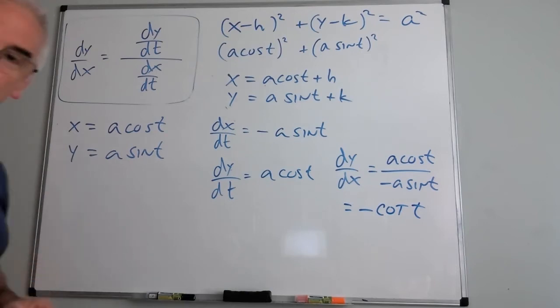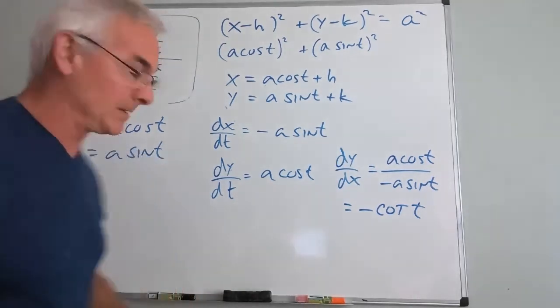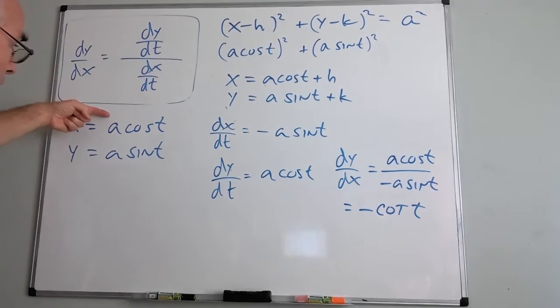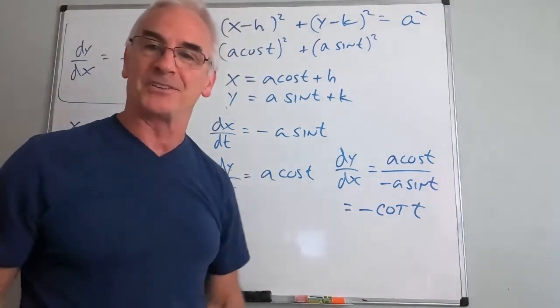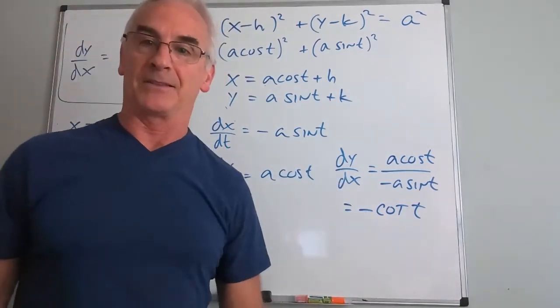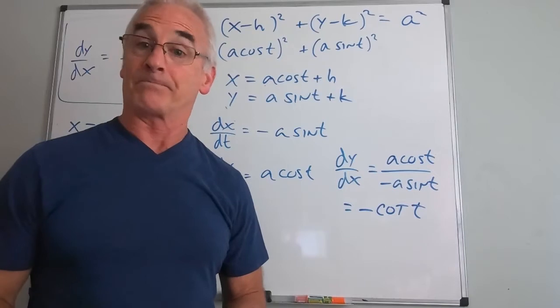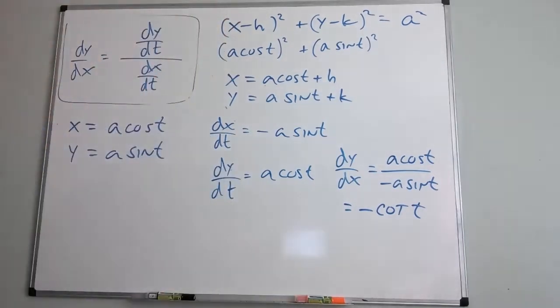What was our answer before? Do you remember our answer before was negative x over y? If I do negative x over y, that gives me the same cotangent t. But this derivative was even simpler to take than the implicitly defined problem. That's kind of cool. Now, what about second derivative?